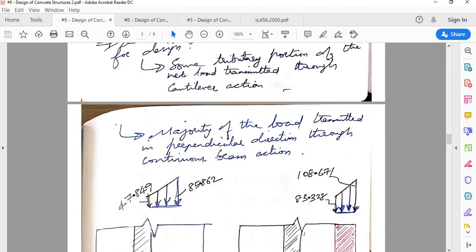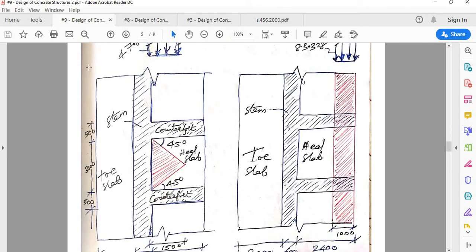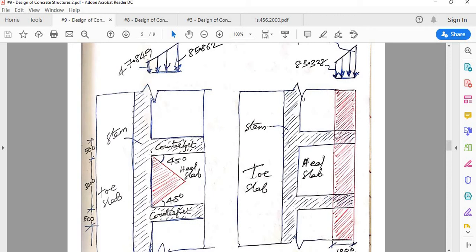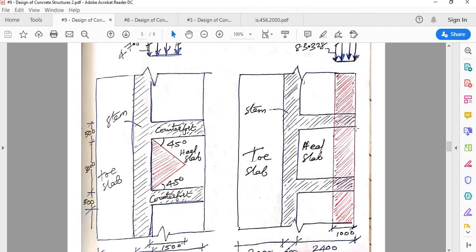For that, consider the plan diagram. So this is the plan. You have the retaining wall top, counterforts like this. We'll assume that you have a triangular portion which is cantilevering. Remember, the entire rectangle is the heel slab. A triangular portion generated by a 45 degree angle from the side will be designed as cantilevering from the face of the vertical stem, and the remaining portion will be designed as a continuous beam.